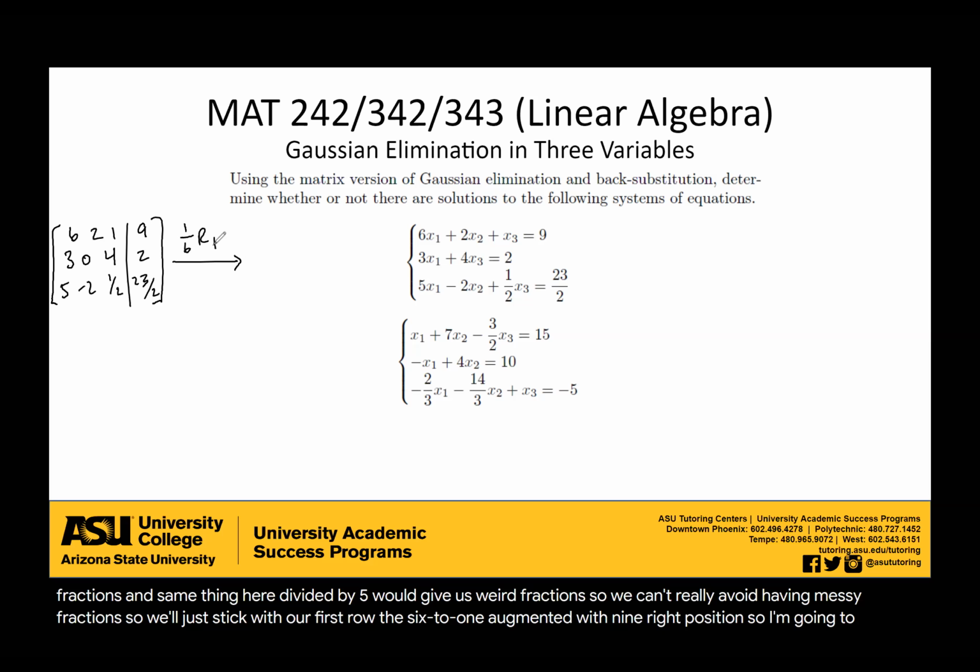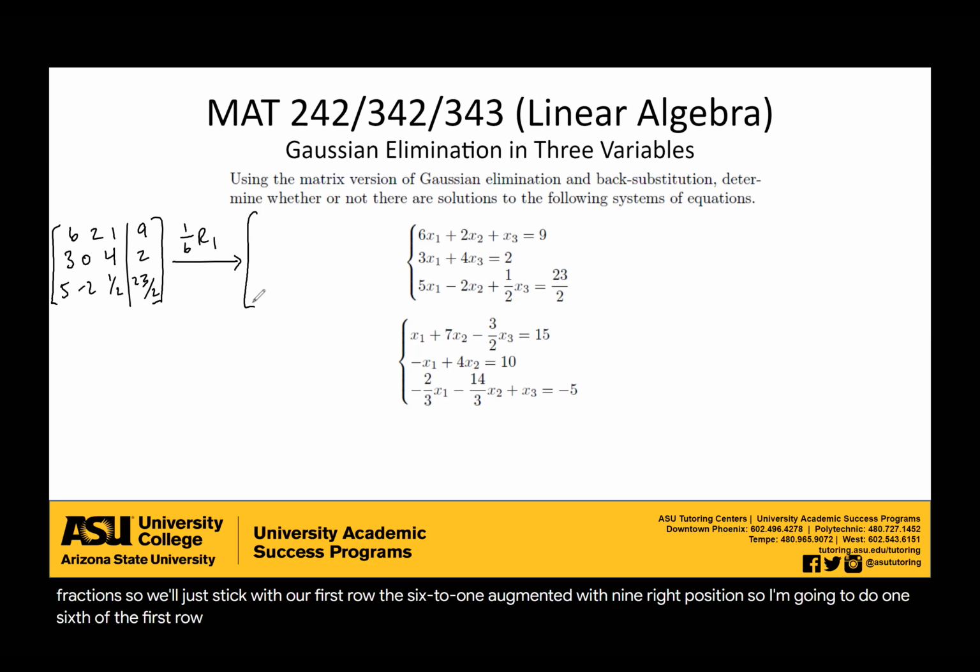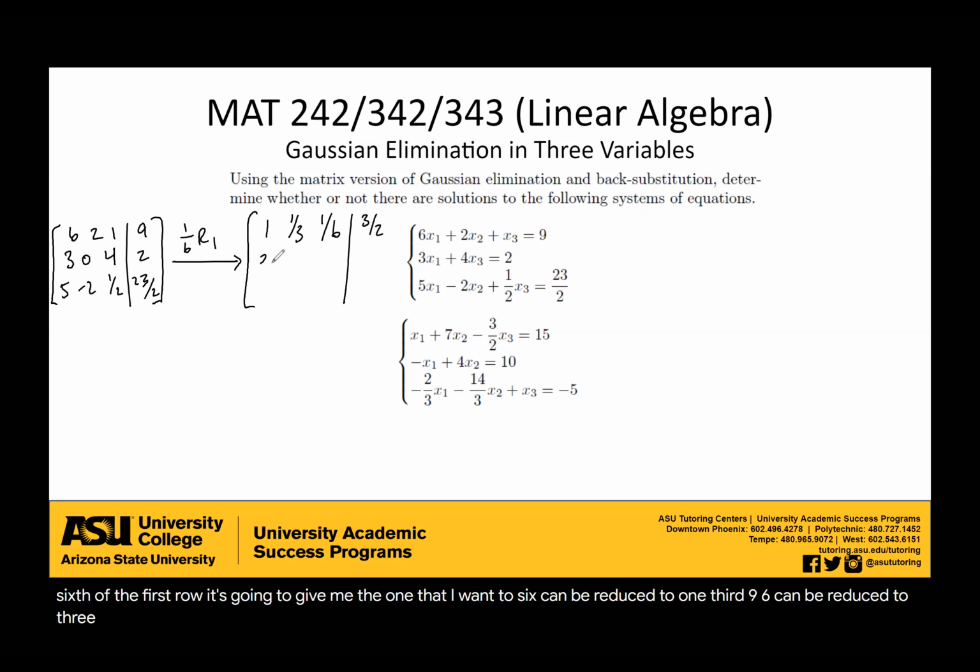So I'm going to do 1/6 of the first row. It's going to give me the 1 that I want. 2/6 can be reduced to 1/3. 9/6 can be reduced to 3/2. And we're not changing any other row.